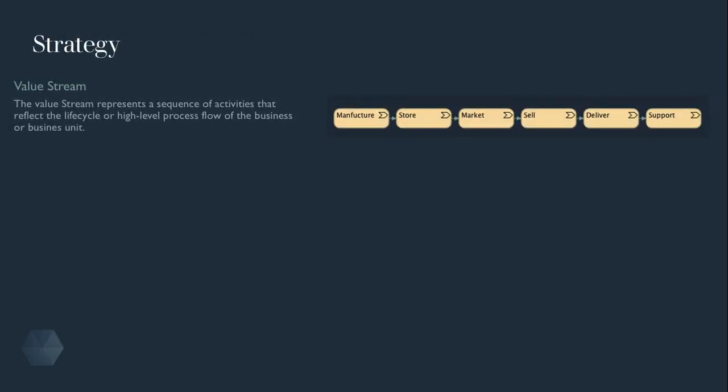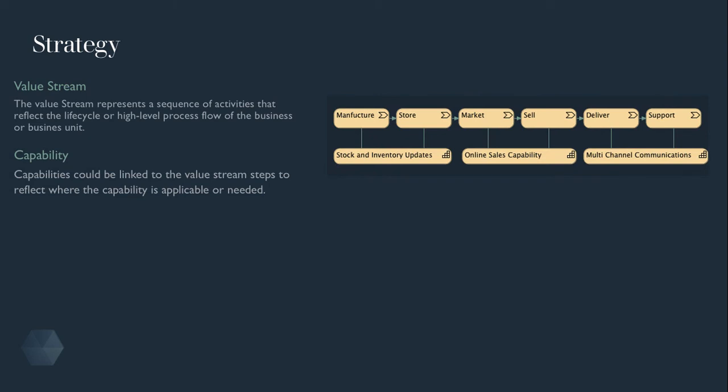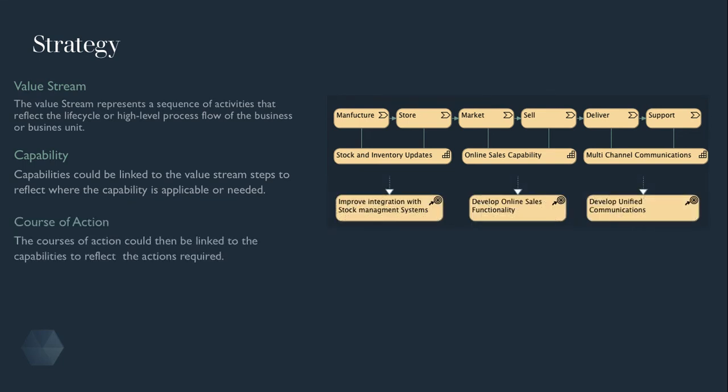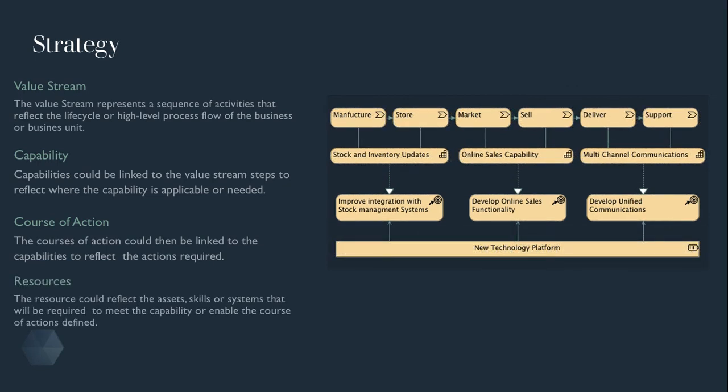Using a simple example of a supply chain management process, the value stream represents a sequence of activities that reflect the life cycle or high-level process flow of the business or business unit. The capability could be linked to the value stream steps to reflect where the capability is applicable or needed. The course of action could then be linked to the capabilities to reflect the actions required. And lastly, the resources could reflect the assets, skills, or systems that will be required to meet the capability or enable the course of actions defined.